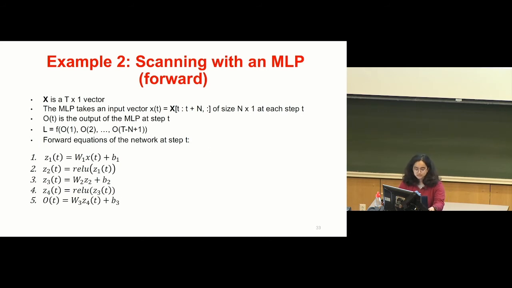So the forward equations look more or less the same as they did before. For the first layer, we pass it through a linear layer, then a ReLU, then another linear layer and a ReLU, and another linear layer. But an important difference to notice in these equations is that at time step t, while we have indexed the intermediate outputs, which are the Zi's, and also the input and the output with t, we have not indexed the network's parameters with t. What this means is that we are using the same set of parameters at every single time step. So we are sharing the parameters.